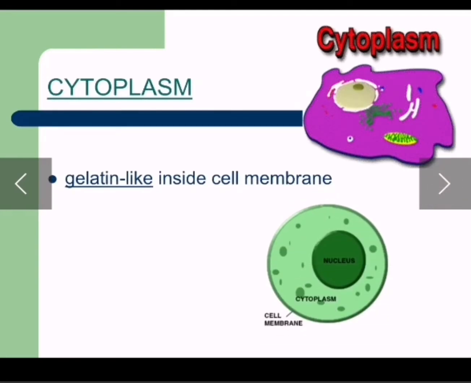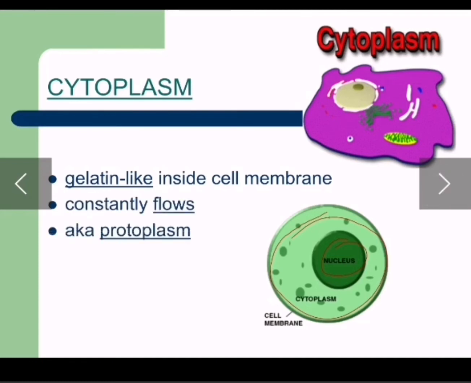The cytoplasm. The area between the cell membrane and the nuclear wall is called cytoplasm. It's gelatin-like inside the cell membrane. It constantly flows. It consists of about 70% water. It has another name, which is protoplasm.